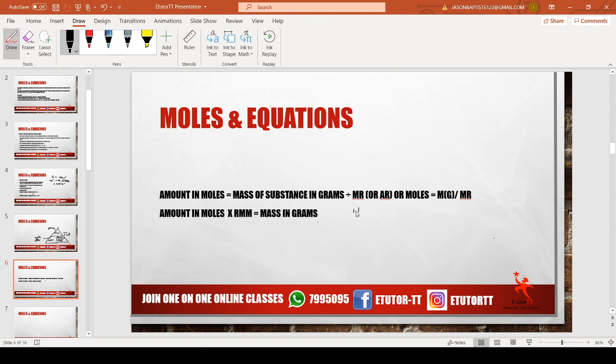So we have H2SO4. So the RMM is equal to 2 by 1 plus 32 plus, in brackets, 4 by 16, because we have 4 oxygen atoms, and the mass of it is 16. So that would equal, 2 plus 32 is 34, 34 plus 64 is 98.